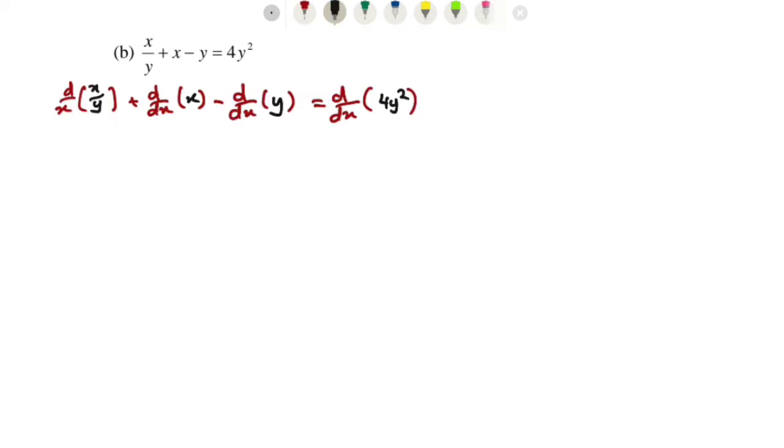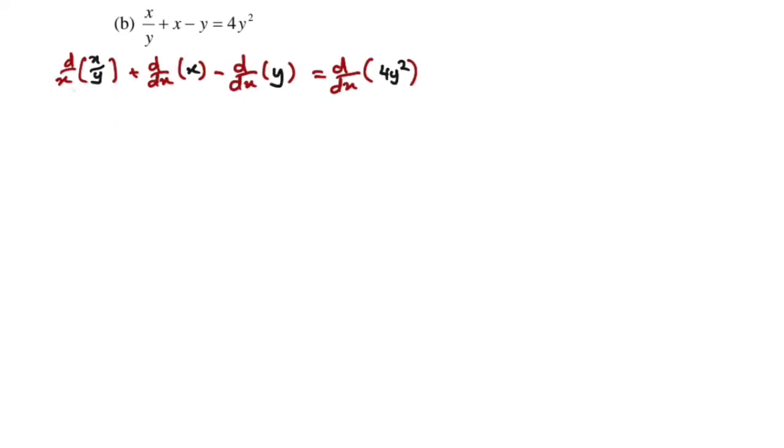Now, how to differentiate example 2b? Remember, we want to differentiate dy over dx. So we want to find that term of dy over dx. So this means we have to differentiate with respect to x. Write d over dx in front of each of the terms. Now, differentiate it one by one.